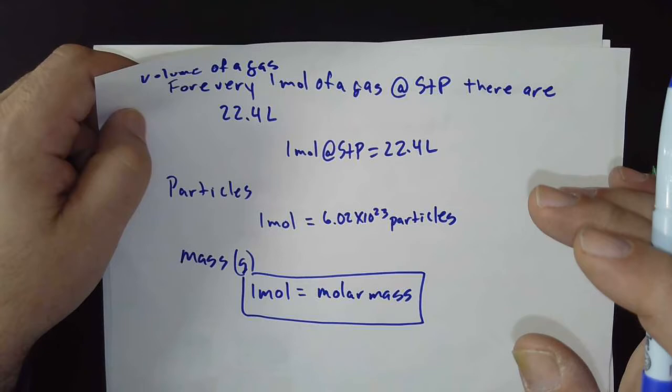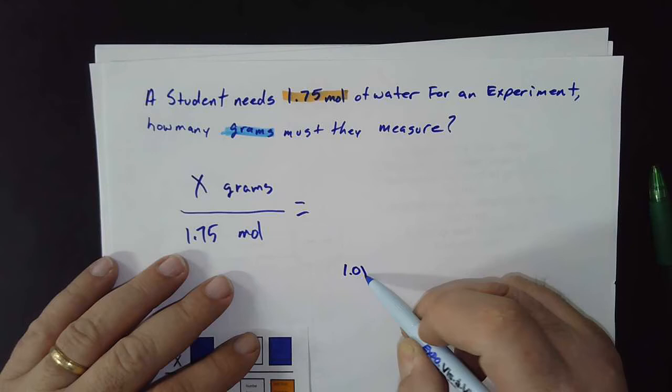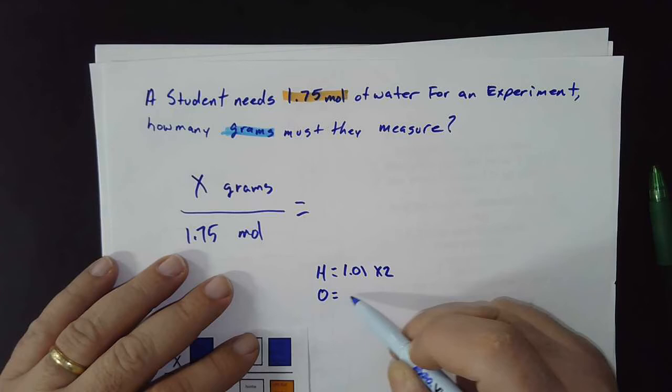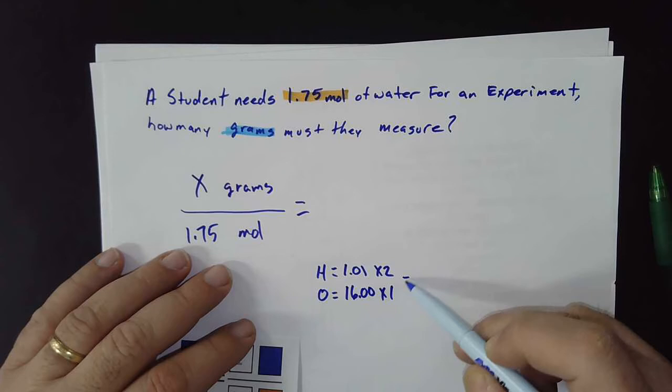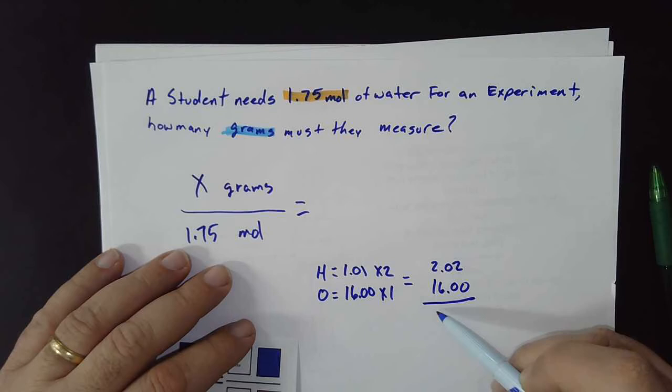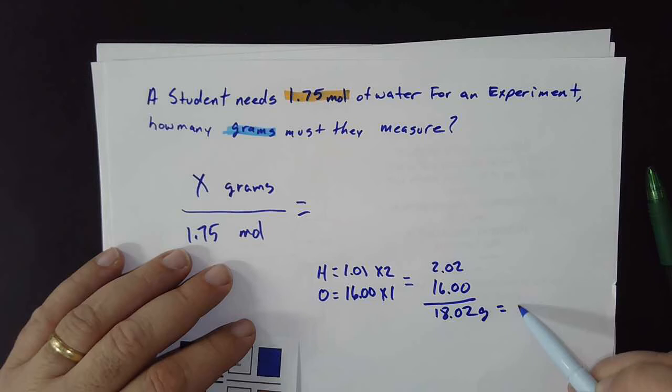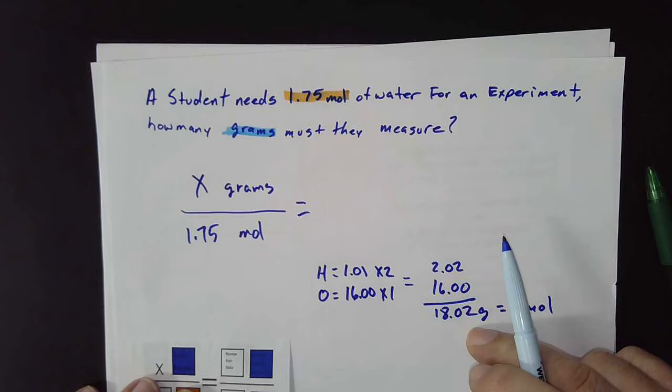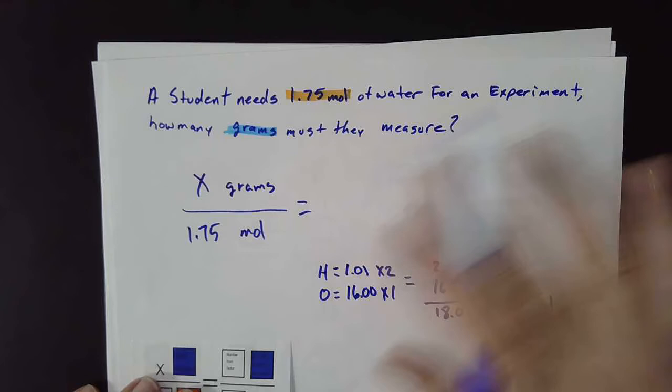Okay. So to find the molar mass of water, I have 1.01 times 2 for the hydrogens. And then for the oxygen, I have 16.00 times 1. So this would be equal to 2.02 plus 16.00, or 18.02. This is going to be grams is equal to 1 mole. That's my factor. So we see how I did that? Instead of saying grams per mole, I say grams is equal to 1 mole. Same thing. Means the same thing mathematically.